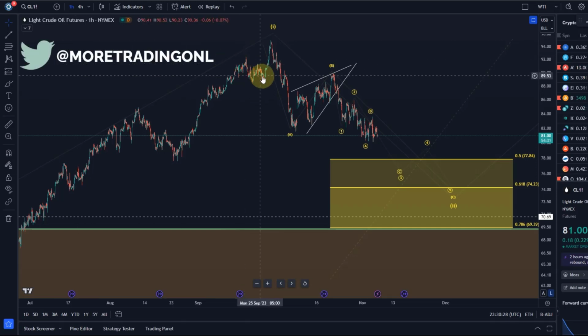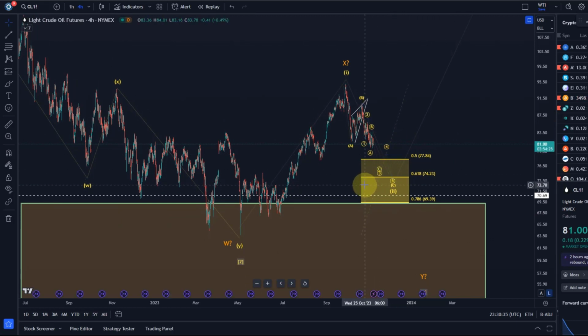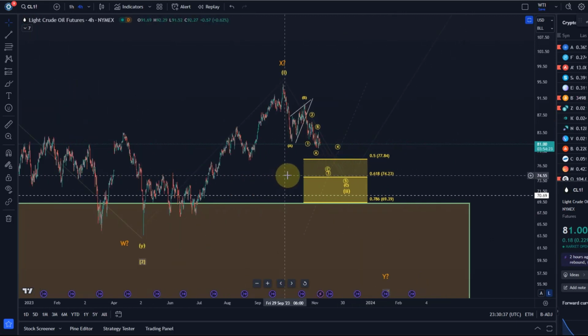So we start with light crude oil futures. The situation is absolutely on track here. The idea that I presented to you in the last video, my primary scenario, is that we had a 5-wave rally to the upside from the May lows, so a 5-wave move up, and we're now correcting this move up in 3 waves in an ABC correction. That is a bullish scenario at the moment.